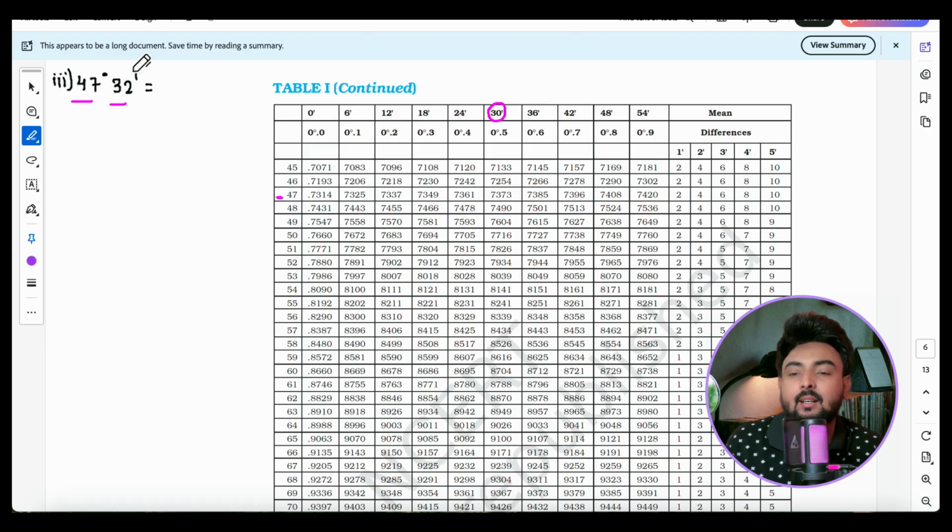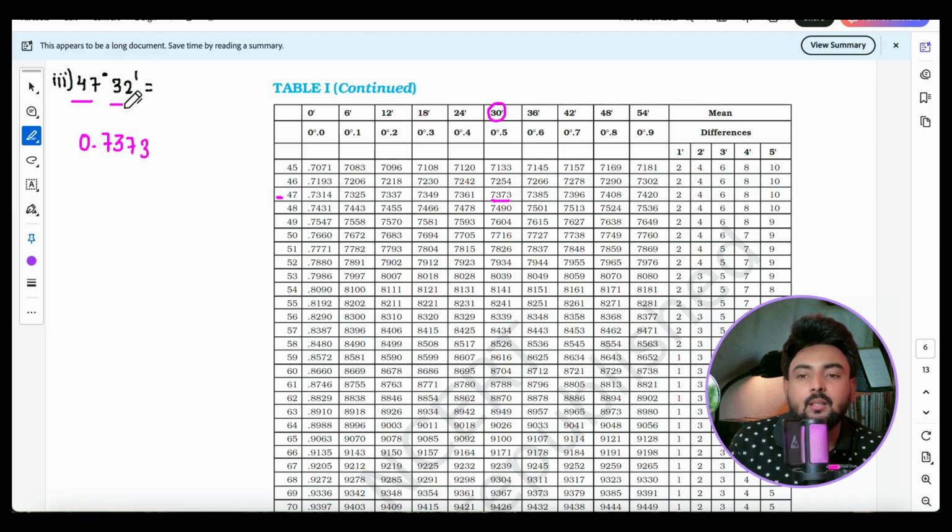Now here it is 32. The previous multiple of 6 for 32 is 30, since 6 fives are 30. So you should go to 30. So I went here, 47 degrees and 30 minutes. It's over here. Now I have the value at that 30. I am getting the value 0.7373.